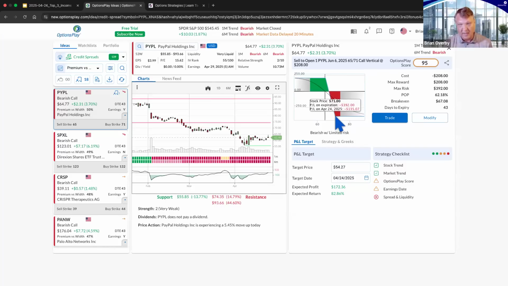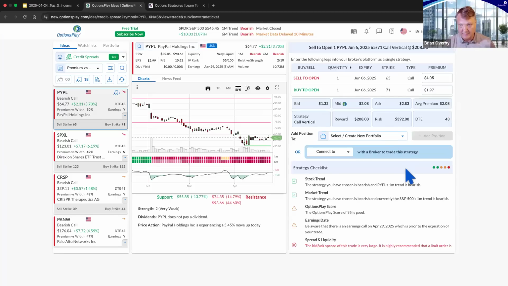So right here on our profit and loss graph, we're bringing in that type of premium. Our break even here is at the 67 level, which would be our strike of 65 plus the net premium received on that trade. Now, if you are interested in this trade, we can go and click trade.